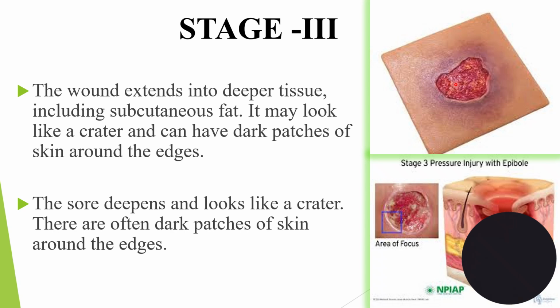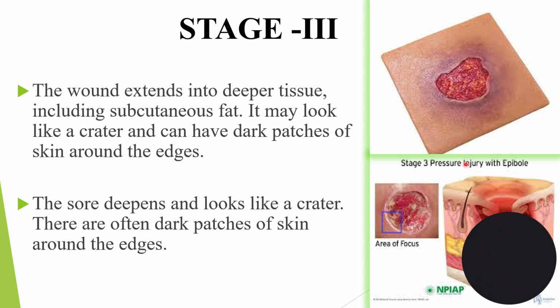So here it is deeper into the subcutaneous tissue, like the omentum. Here you can see the subcutaneous fat. It looks like a crater with dark patches around the edges. You can see the dark patches around the edges of the ulcer.